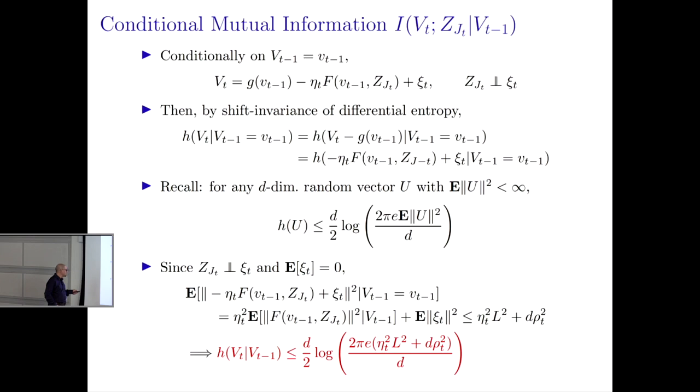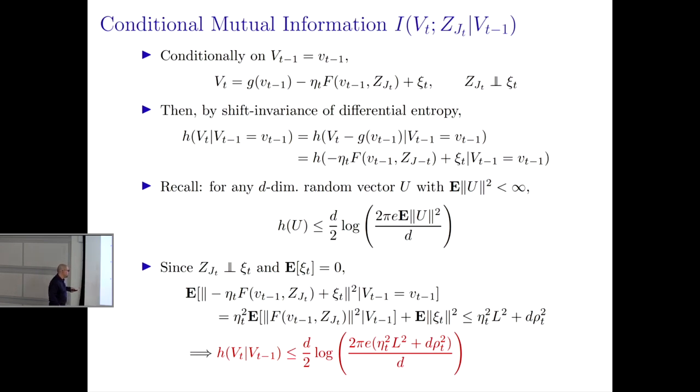Because you see, Z_J^t and X_t are independent, and X_t has zero mean. Therefore, these two random vectors are orthogonal as far as expectations go. And because they're orthogonal, the expected value of the squared norm is just the sum of the expected values of the squared norms of the individual things. This is eta_t squared times the norm of that. And whatever that is, we know it's upper bounded by L squared by our assumption. And this is just d times rho_t squared, right? Because we have a spherical Gaussian, and all the variances of the coordinates are rho_t squared.